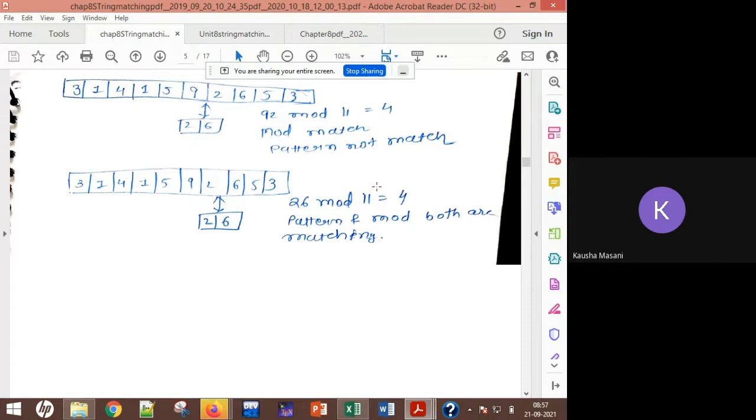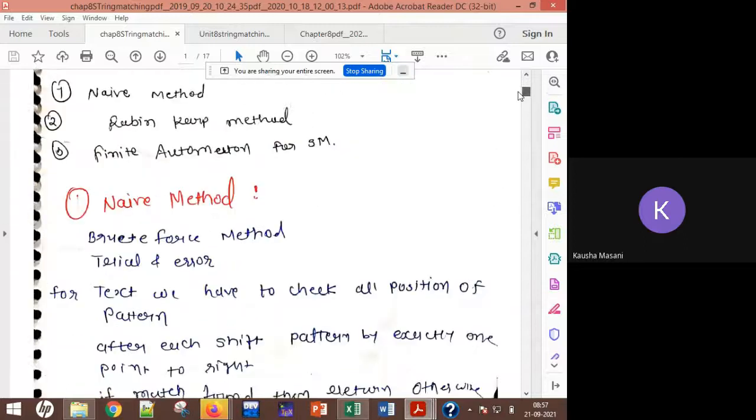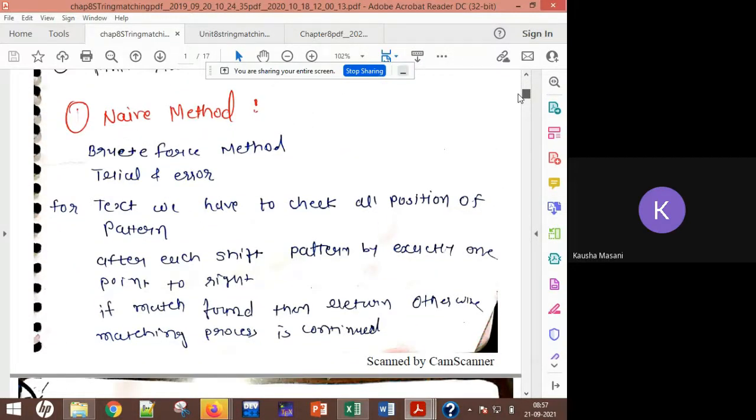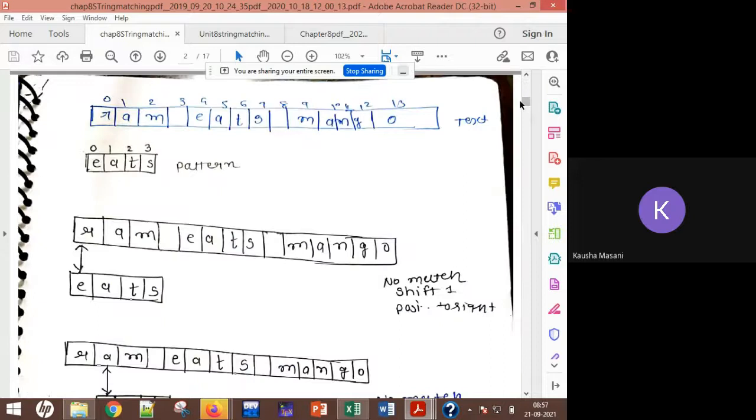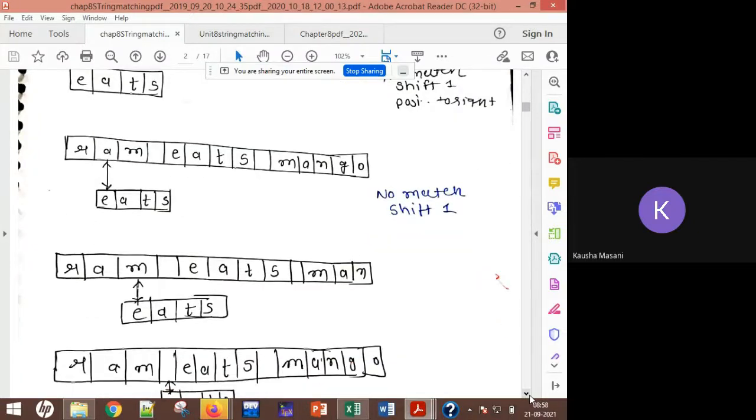See, in the naive method, the very first one, if you remember, we were directly checking the strings. If you see, Ram eats mango is the example, and my pattern to be searched was eats. So we were comparing each and every character directly. E with R, it is not matching, so go to the next one. E with A, again not matching, so go to the next one. E with M, again not matching. So you are directly comparing the characters.